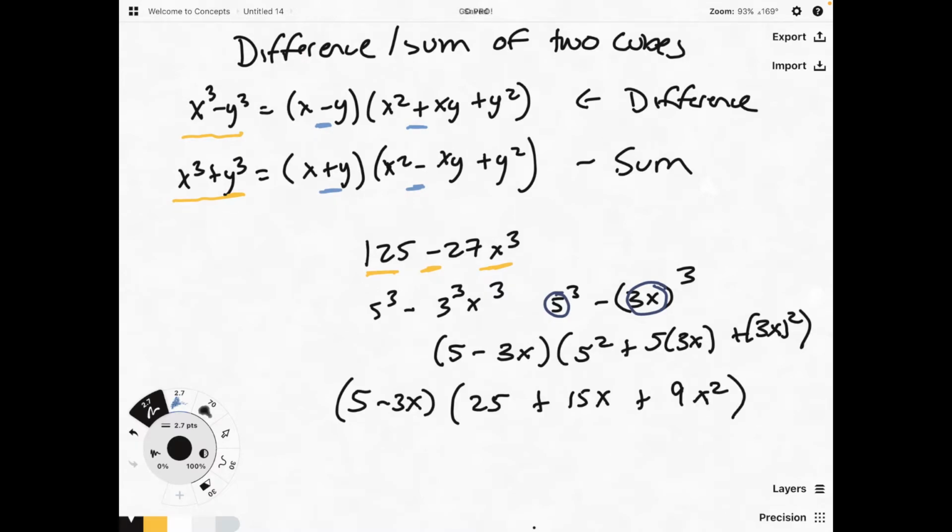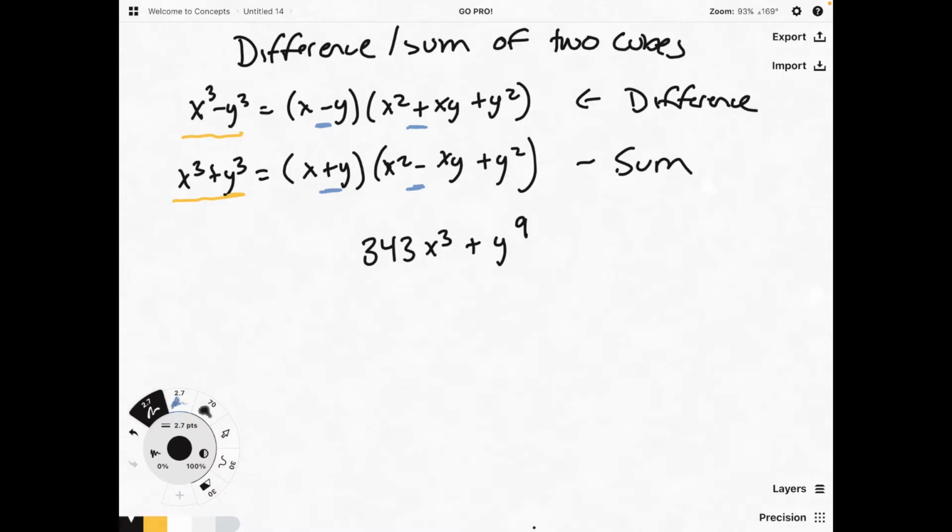And that's our answer. Okay, now that we've seen an example with the difference of two cubes, let's look at an example for the sum of two cubes. Okay, looking at our next problem, we have 343x cubed plus y to the 9th. We see that we have a power that's greater than 2, and we also see that we have two terms. It might make sense to use the sum of two cubes, seeing that we have this positive sign.